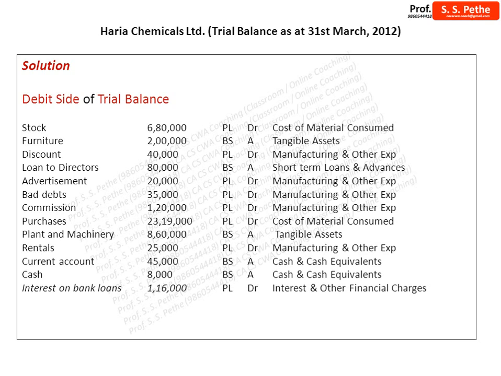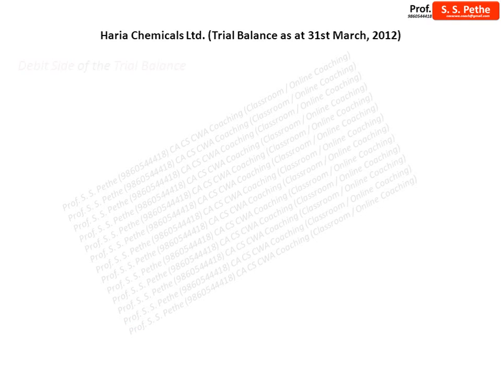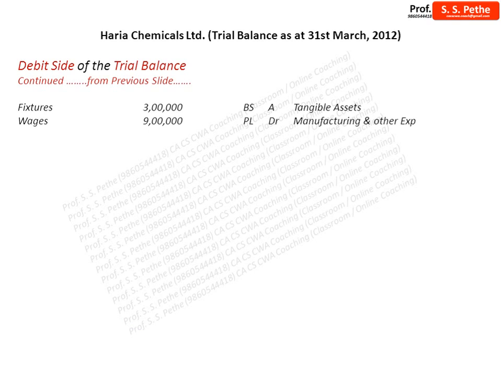Interest on bank loan 1,16,000. Again, it's a debit side expenditure, so you have to debit the P&L under the head interest and other financial charges. Preliminary expenses 10,000, balance sheet asset side, other current asset. Now we'll go to the next slide.